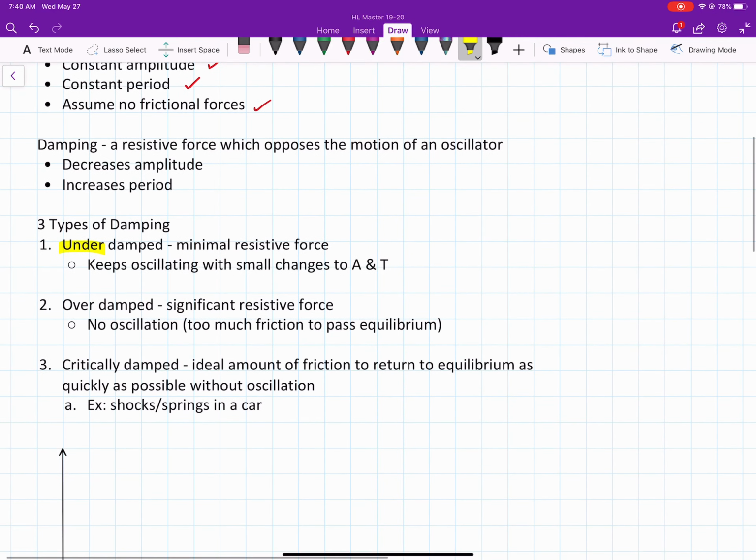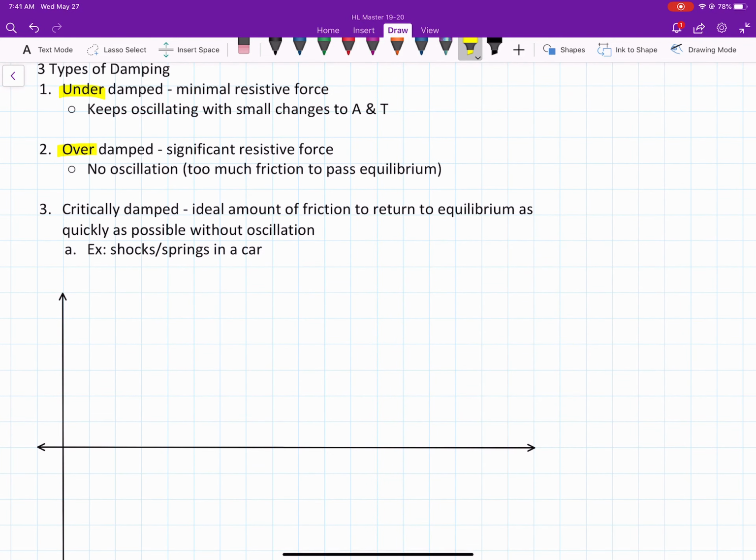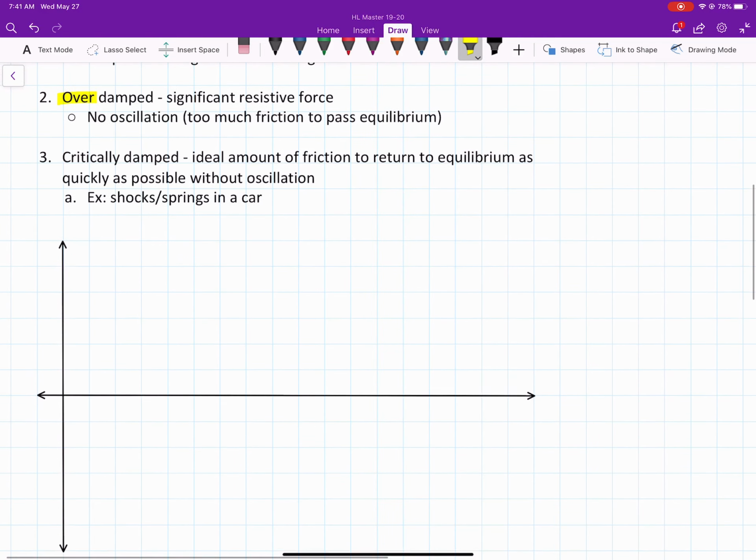There's also what's called overdamped. Again, the over refers to the friction part. There's a lot of resistive force, and this is so much friction that it doesn't even pass equilibrium, and it also takes a long time to reach equilibrium. Then there's also critically damped, which is when there's just the right amount of friction. We return to equilibrium as quickly as possible, and typically it's without oscillation. And I'll show you what some of those look like.